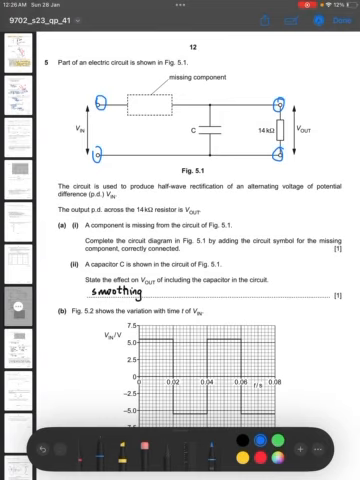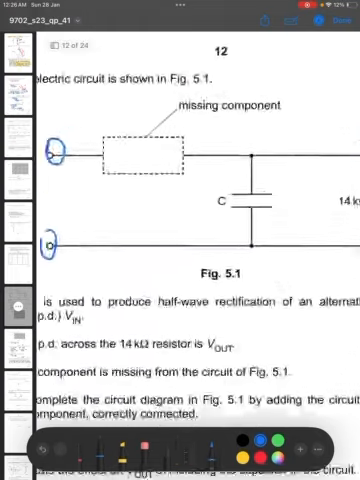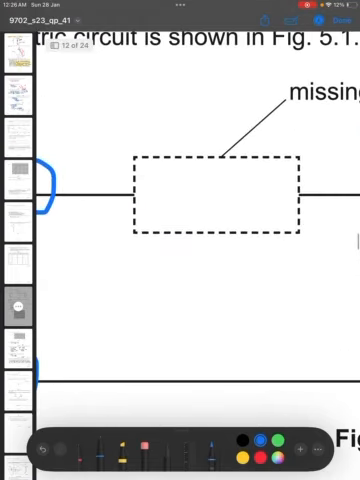A component is missing in the circuit of Fig 5.1. Complete the circuit diagram in Fig 5.1 by adding the circuit symbol for the missing component correctly connected. So obviously this is a rectification circuit, a half-wave rectification circuit. So the component that is missing is the diode. So I'll quickly draw the diode here. Okay, so there are several ways, but I can start off by doing this.